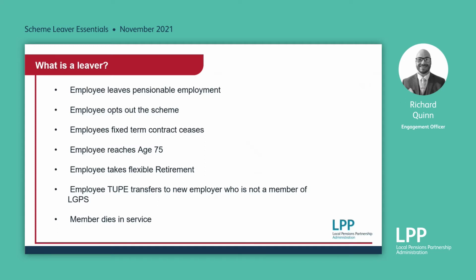Employee opts out of the scheme. This is important. Where a member opts out of the scheme, we need to record this on our records for reporting purposes, so we can keep track of members who have opted out. So it is key to make sure that the correct reason is selected.